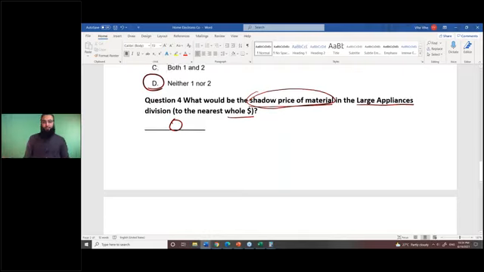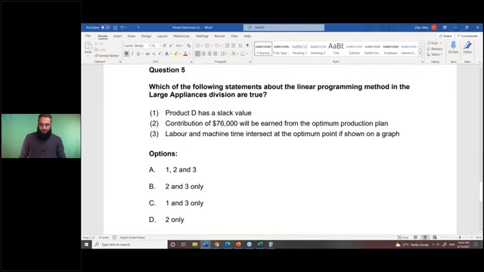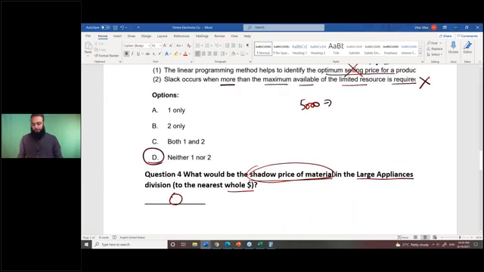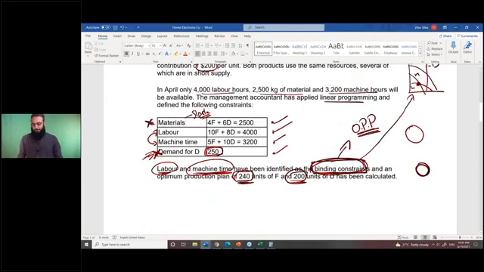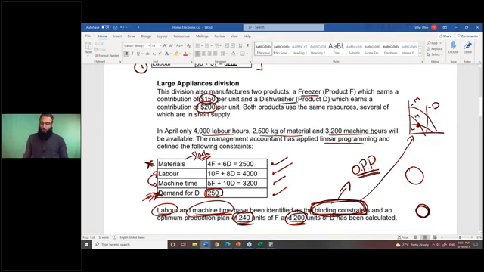Okay. The last one for today. Which of the following statements about linear programming method in large appliance divisions are true? Product D has a slack value. Come on, I've already explained it. D has a slack value. Yes, because the answer was not at D's line, and this is very much obvious as well.